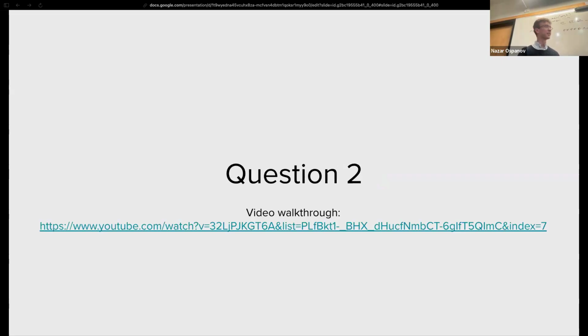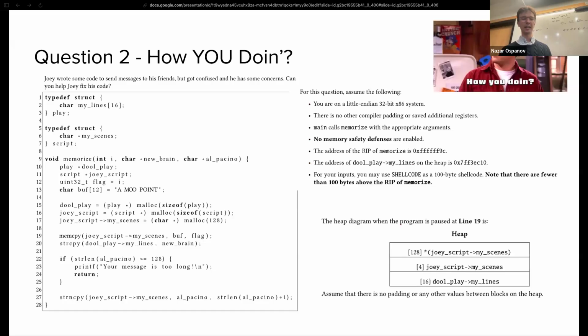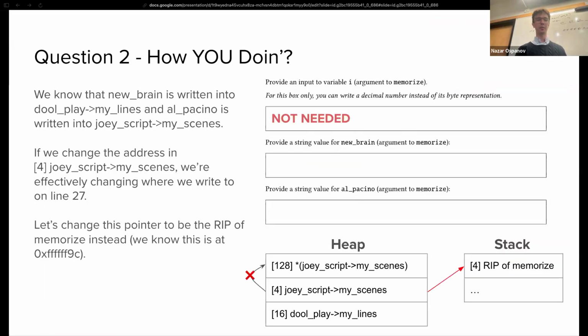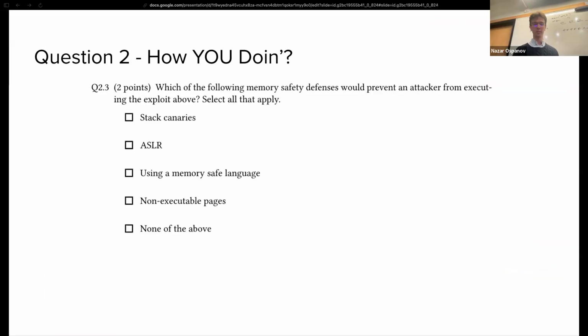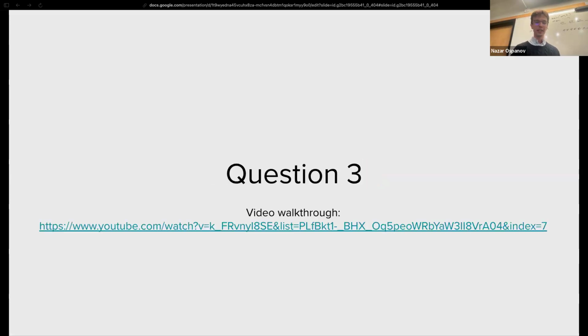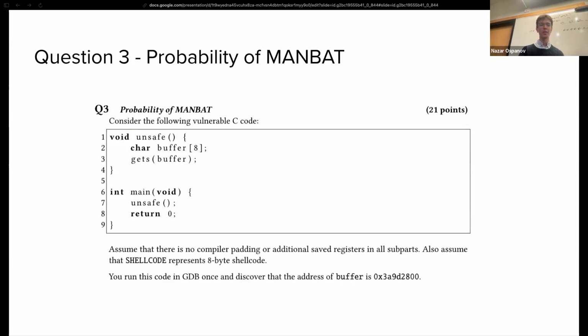So now we're going to skip question 2 because it's a heap overflow vulnerability and it's not in scope. So let's jump straight into question 3. This is the question on the probability of man-in-the-middle. Consider the following vulnerable C code. We have an unsafe function, which allocates 8 bytes on the stack for the buffer, and then we're performing a gets call on buffer.